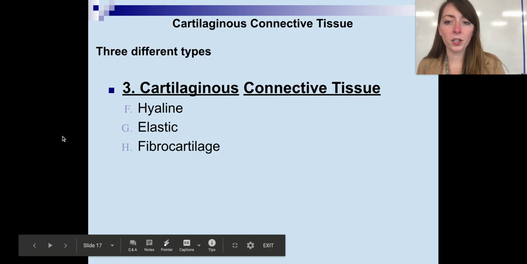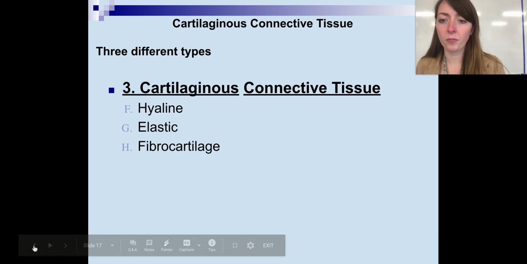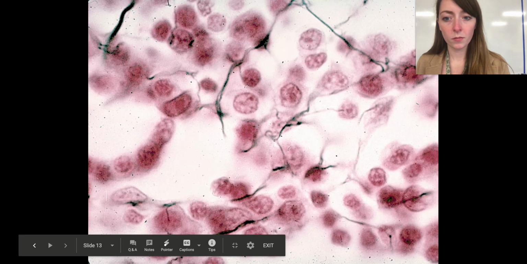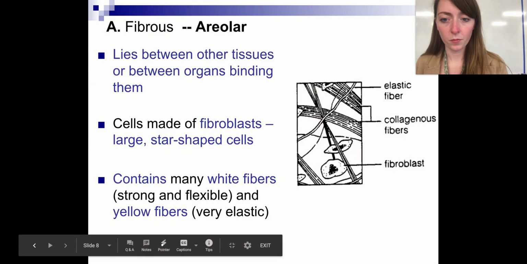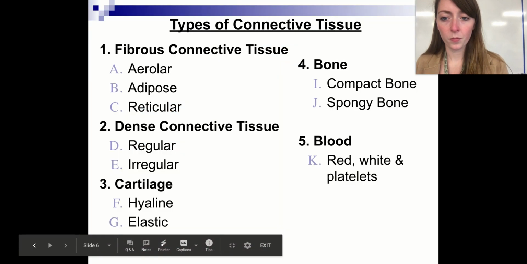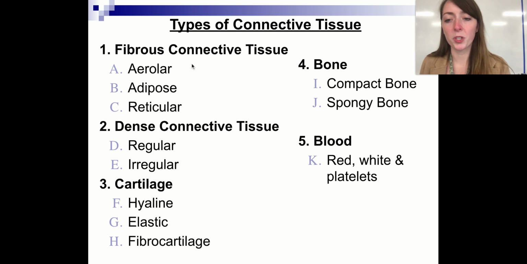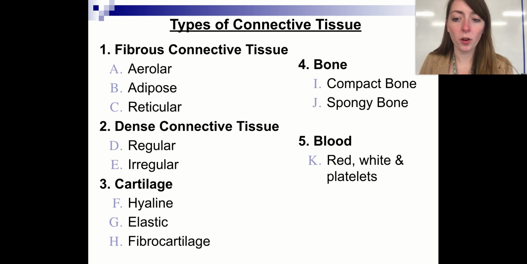That is where we are going to pause for today. Let me go back real quick. So we went over the first two groups. I covered fibrous and dense. We talked about the structure of all five of these and how their functions are a little bit different. In the next video, I will cover cartilage, bone, and blood to wrap up connective tissue.